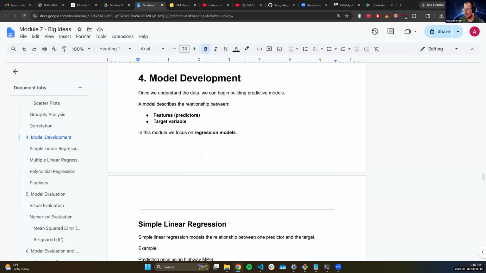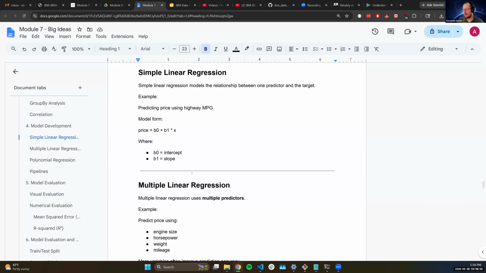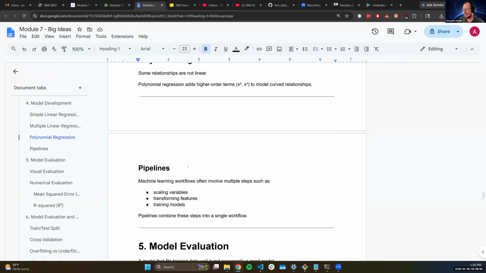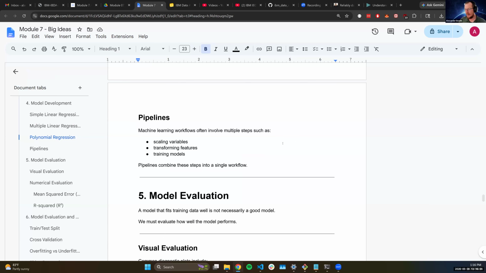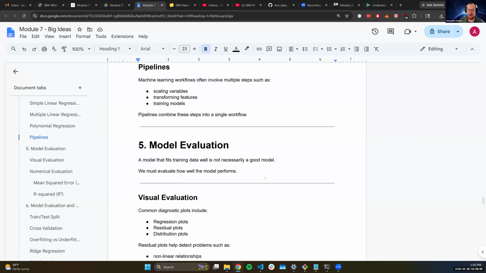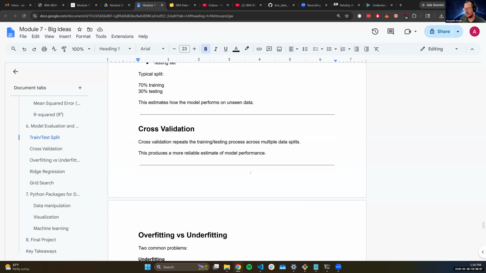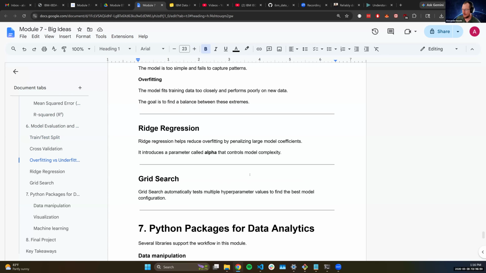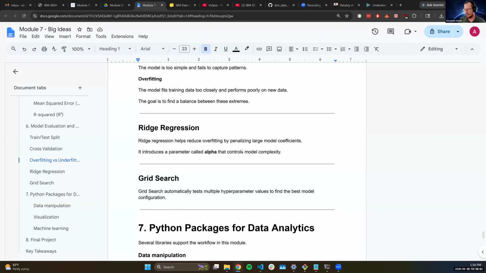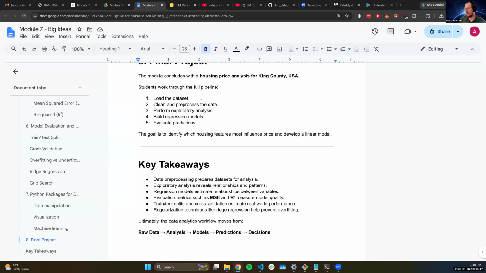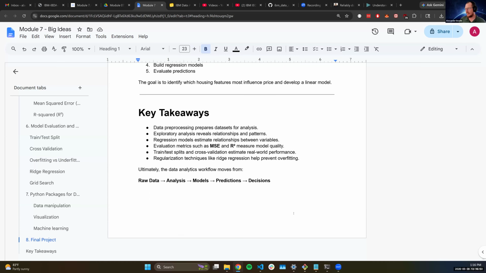Then we introduced creating models, what features and targets are, building out simple linear models, adding in polynomial features for nonlinear effects and some curvature, bundling everything up into pipelines, and then evaluating our model on a predicted versus actual plot, mean squared error, and R squared. Sweet. We talked about overfitting, underfitting, and ridge regression, expanding our linear modeling tool belt, and then packaging it all up together. So good stuff on that housing project in Seattle.